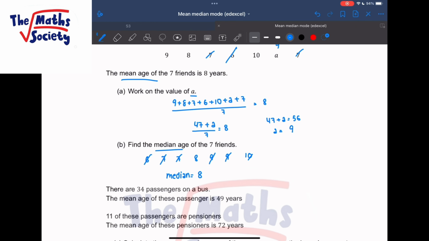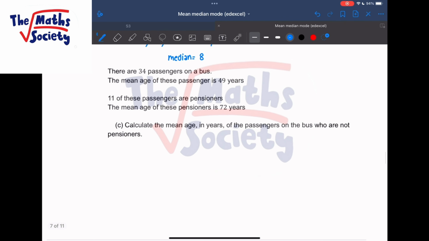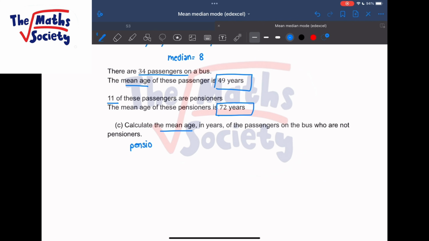And then it says that there are 34 passengers on a bus, mean age is 49. 11 of these passengers are pensioners, mean age of these pensioners is 72. Calculate the mean age in years of the passengers of the bus who are not pensioners. So for pensioners, we know that 11 of them are pensioners, so we know the number, and we know that the mean is 72, so the total is going to be 792.